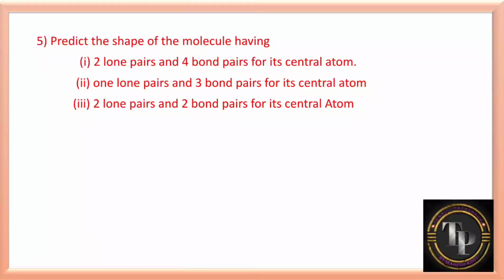Predict the shape of the molecule having 2 lone pairs and 4 bond pairs for its central atom. That is nothing but square planar. Second one, 1 lone pair and 3 bond pairs. So it is trigonal pyramidal, just like ammonia. 2 lone pairs and 2 bond pairs, that is bent, because we are going to only consider the shape of the atoms, not lone pairs.